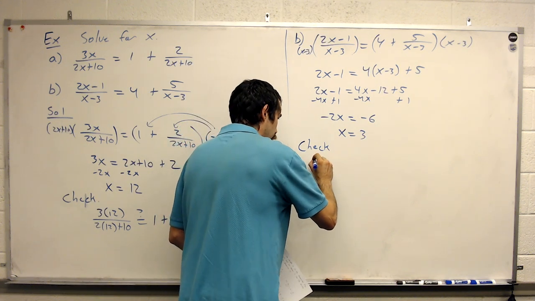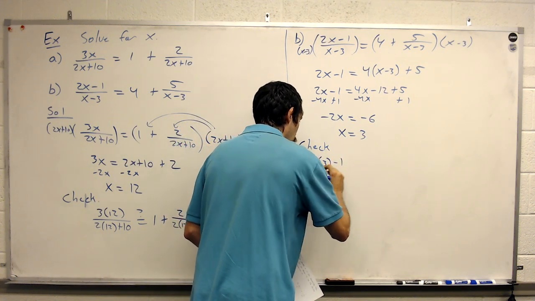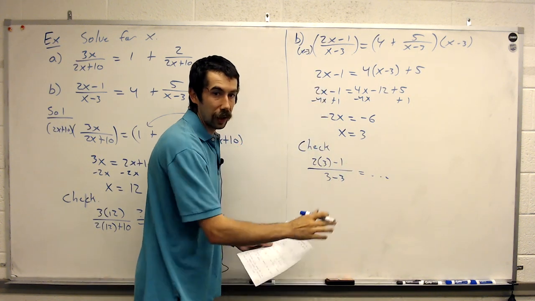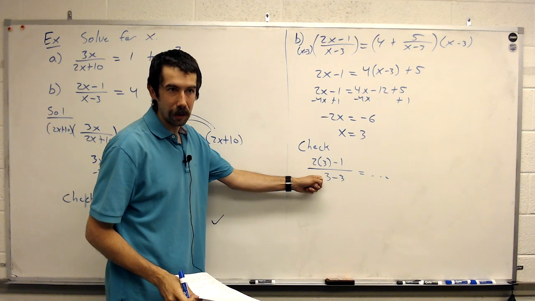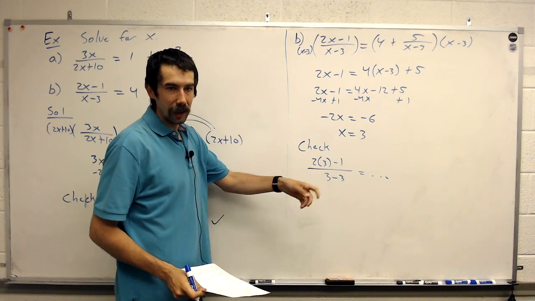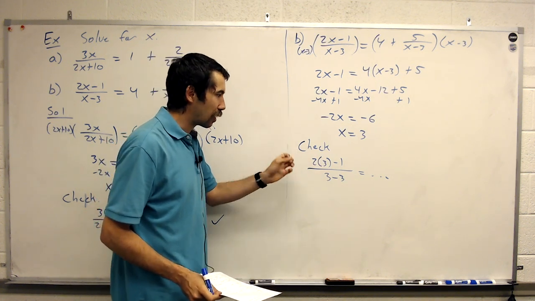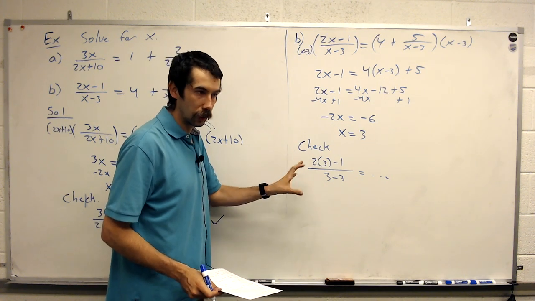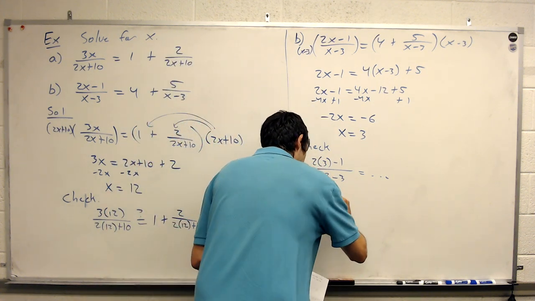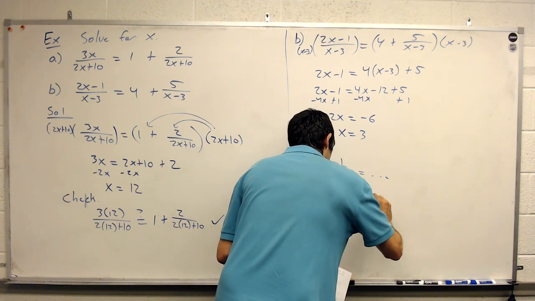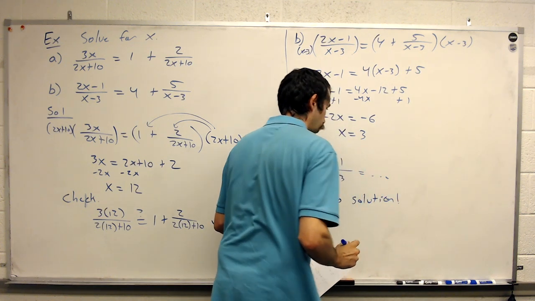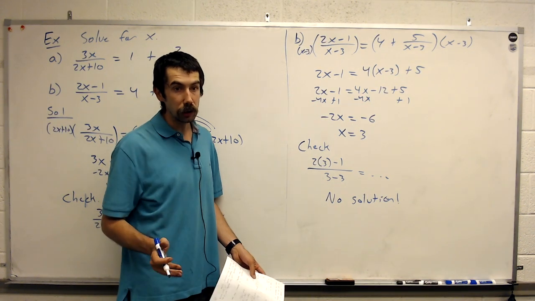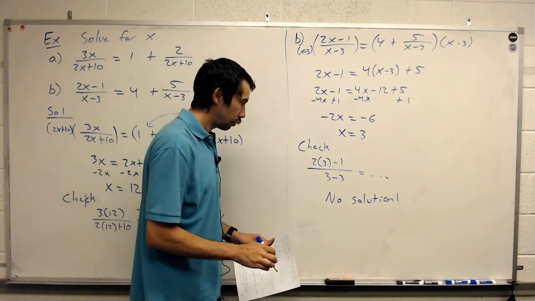Is it true that (2 times 3 minus 1) over (3 minus 3) equals, well, we don't even have to look at the rest. We have division by 0. You cannot divide by 0. That's undefined, it's not a number. Okay, so since we have division by 0, we're done. We know the answer is no solution. So it is possible that some of these equations actually have no solution, and that's okay.